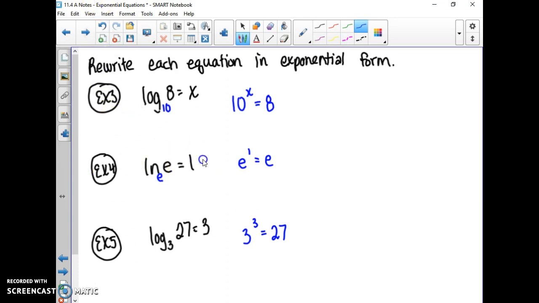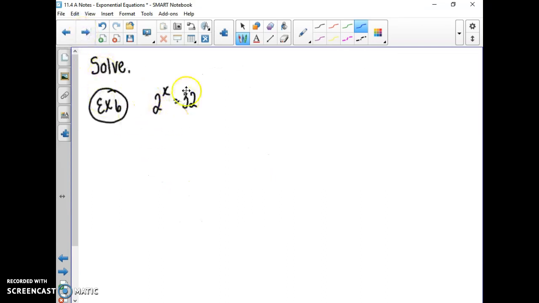Now this can be useful because it can be used to solve equations. Sometimes we're given equations like this, 2 to the x power equals 32, and we cannot solve for this whenever the x is in the exponent like this. So what we have to do is rewrite this as a logarithmic function, or logarithmic expression.